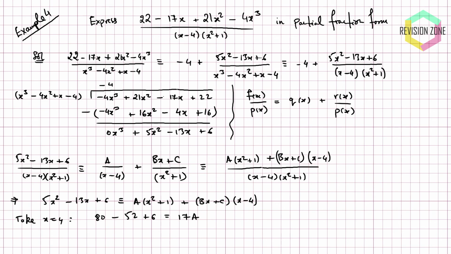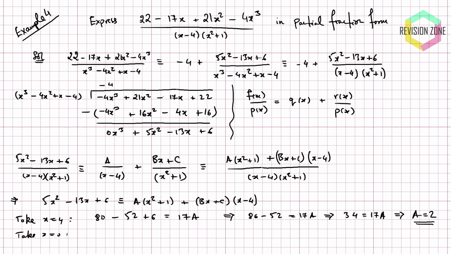So we just have the thing we've already got, and upon simplifying this, we just get 86 take away 52 is actually 17a, but 86 take away 52 is 34, which is equal to 17a, which actually tells us that a is actually 2. So we've actually got a value for a, and we can now go back and say take x equals 0 in this case.